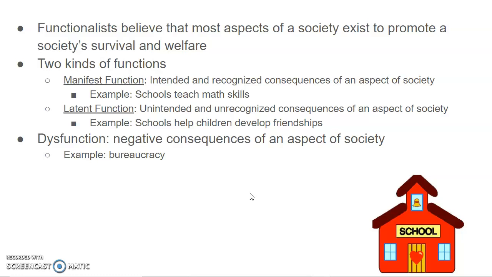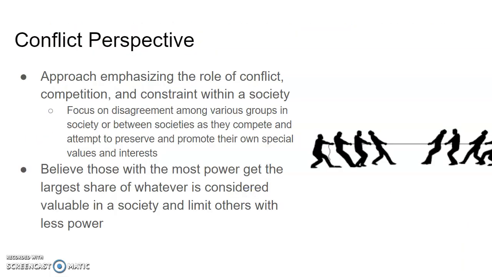And so that would be something we're talking about as far as a negative consequence of an aspect of society. All right, our next perspective is the conflict perspective. This is an approach emphasizing the role of conflict, competition, and constraint within a society. So here they're focusing on disagreement among various groups in society or between societies as they compete and attempt to preserve and promote their own special values.